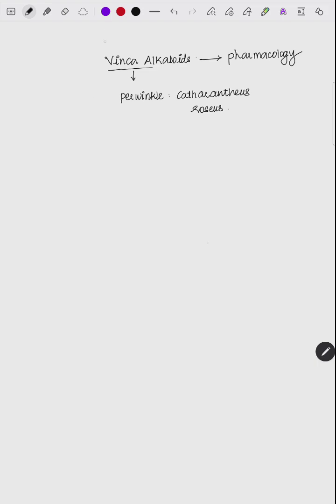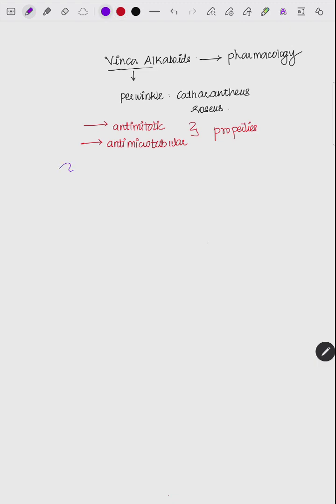These Vinca alkaloids highly possess antimitotic and antimicrotubular properties. Antimicrotubular and antimitotic properties are generally possessed by the Vinca alkaloids.